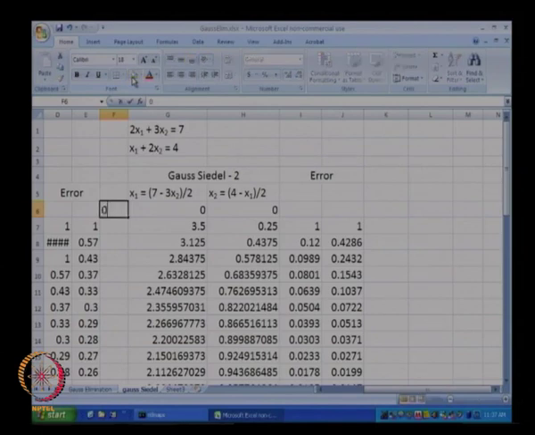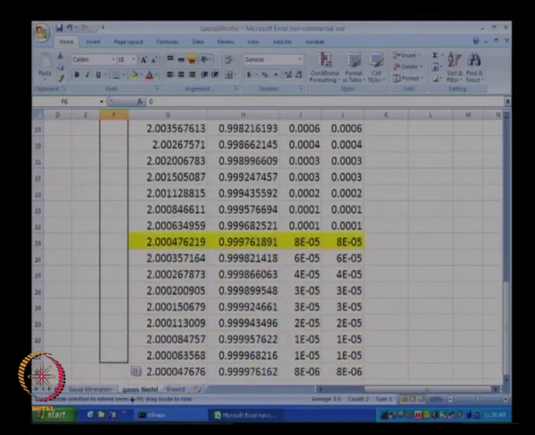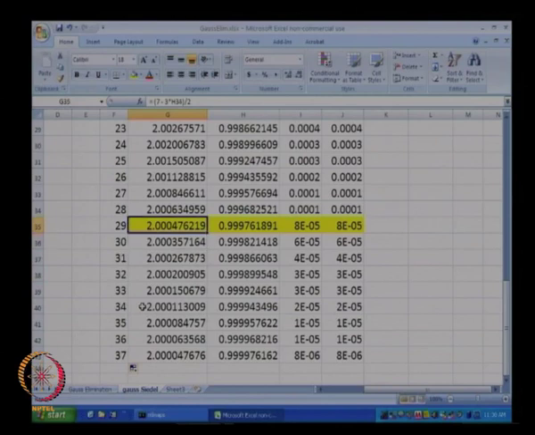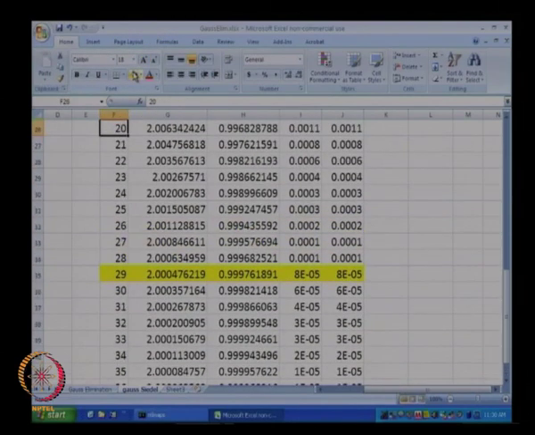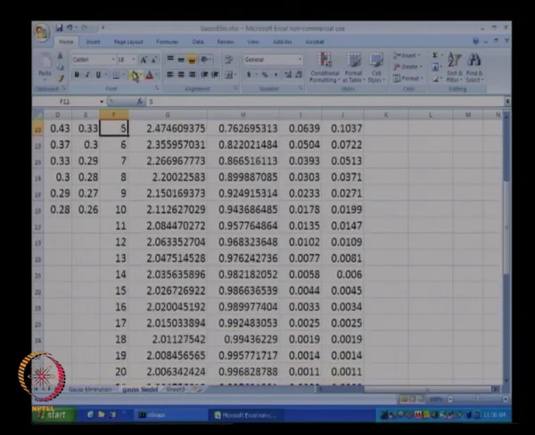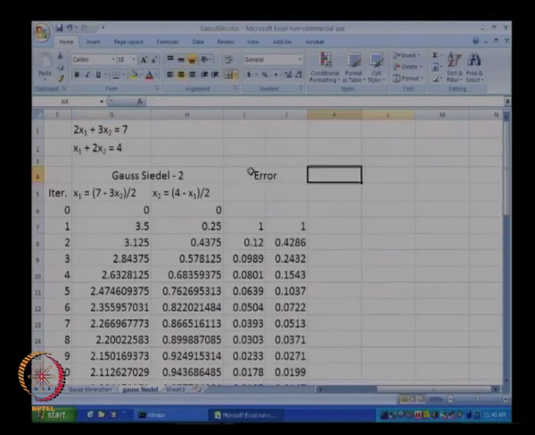So, this is the initial guess, so that is the 0th iteration, this is the first iteration. Okay, and I will just drag this. Okay, and we require 29 iterations if the error tolerance is 10 to the power minus 4, and if the error tolerance is 10 to the power minus 3, we require 21 iterations.